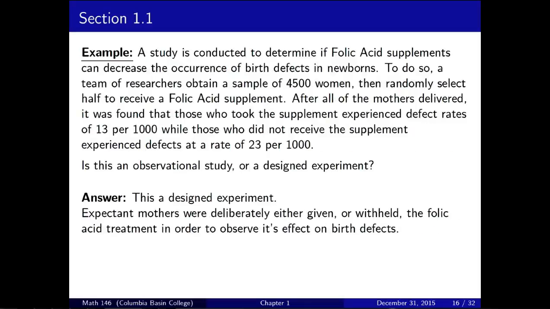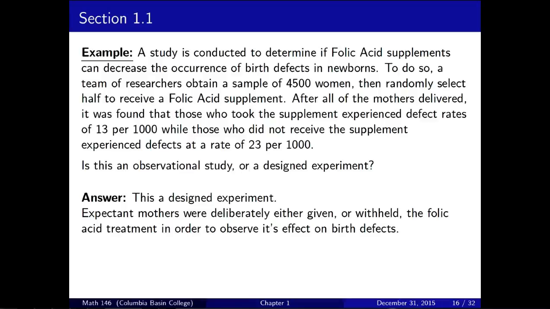Let's look at another example. A study is conducted to determine if folic acid supplements can decrease the occurrence of birth defects in newborns. To do this, a team of researchers obtains a sample of 4,500 women. They randomly select half to receive a folic acid supplement, and after all of the mothers delivered, it's found that those who took the supplement had birth defect rates of 13 per 1,000, and those who didn't take the supplement had birth defect rates of 23 per 1,000.